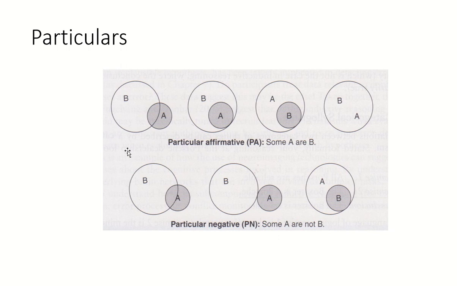Particular negatives are also slightly trickier. Some A's are not B. So here, some professors are not jerks. Some of them are outside of circle B. It could also mean that there are no professors who are actual jerks, all of them are outside of it. Or it could even mean that all the jerks are professors, but there's still some professors who are not jerks. So you see again there, it's more tricky.